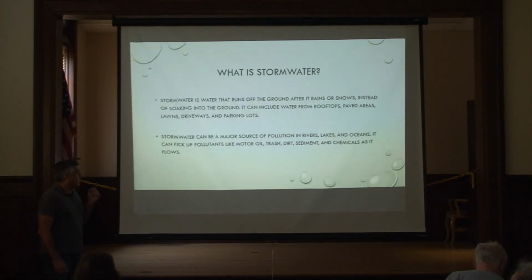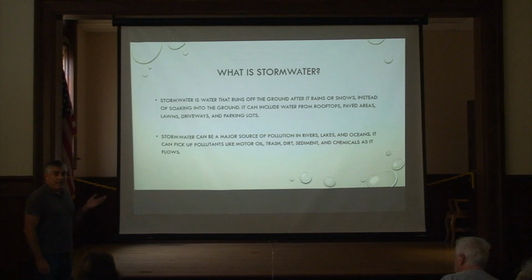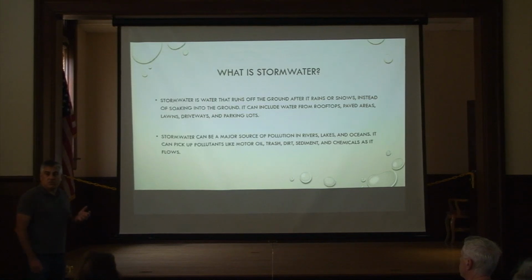So we're here to talk about stormwater mitigation, a few basics. What is stormwater? If you don't know, it's water that runs off the ground after it rains or snows instead of soaking into the ground. It can include water from rooftops, paved areas, lawns, driveways, and parking lots. Stormwater can be a major source of pollution in all of our water bodies as it picks up pollutants on the roads and on the lawns and then delivers them into the bays via outfalls.